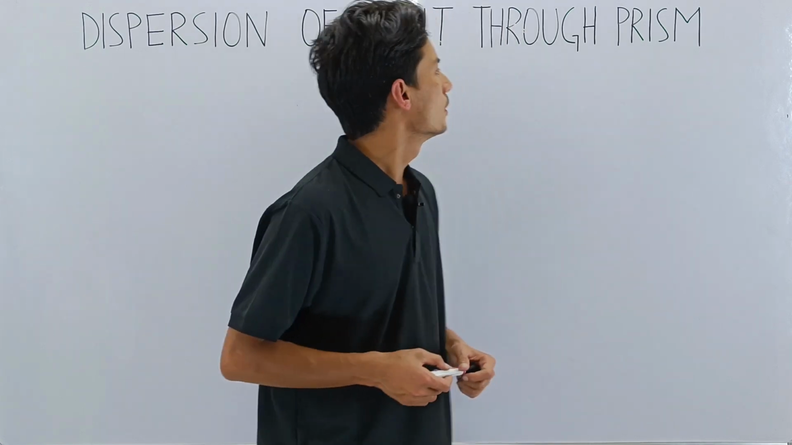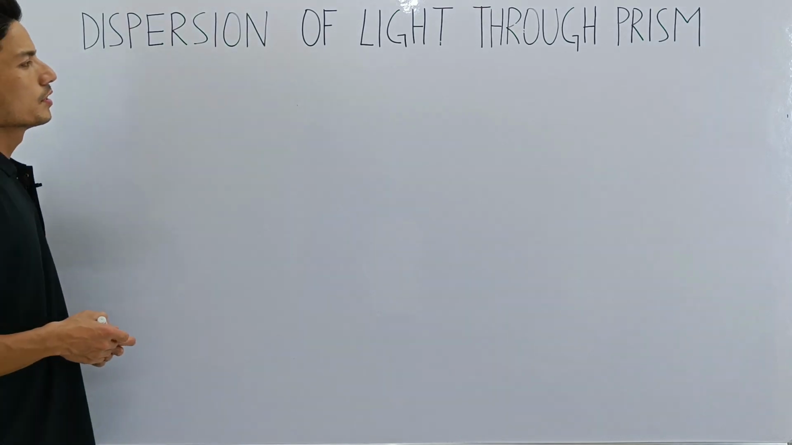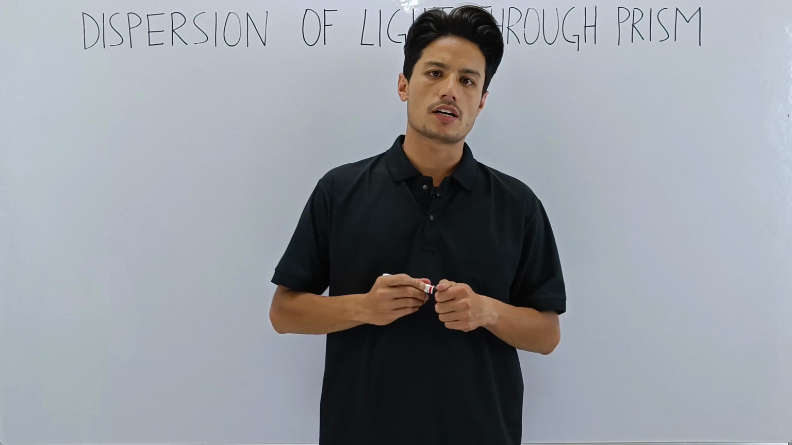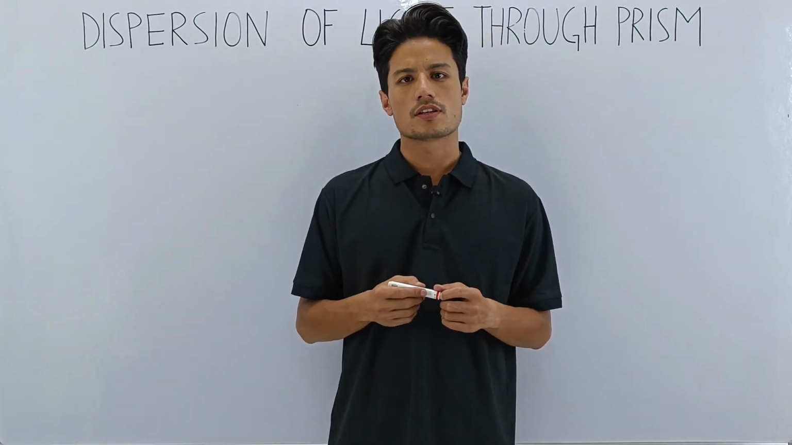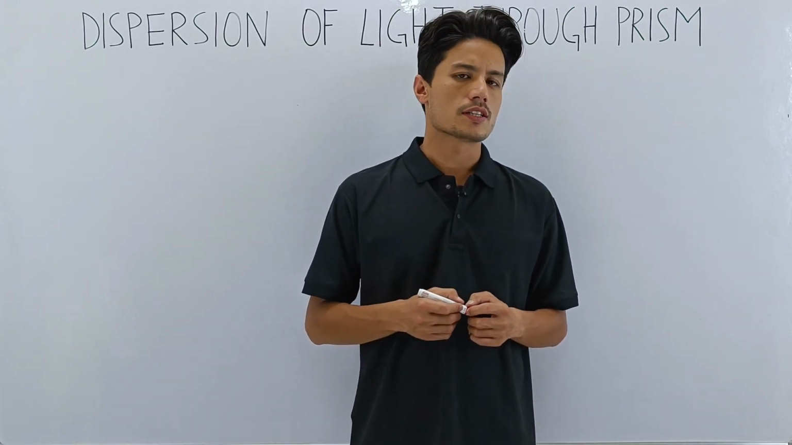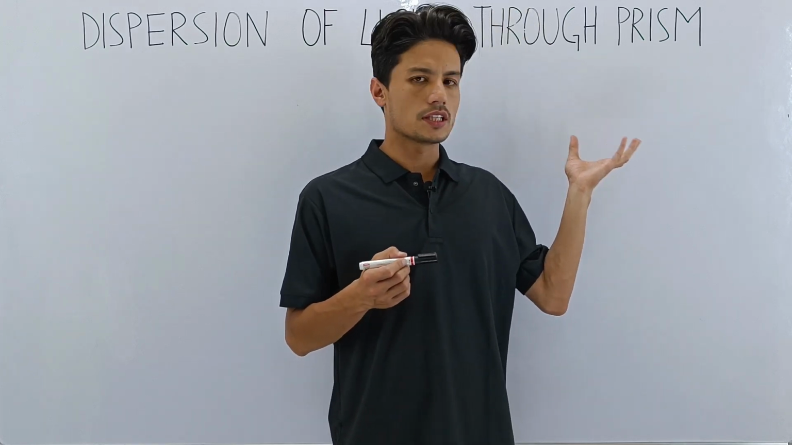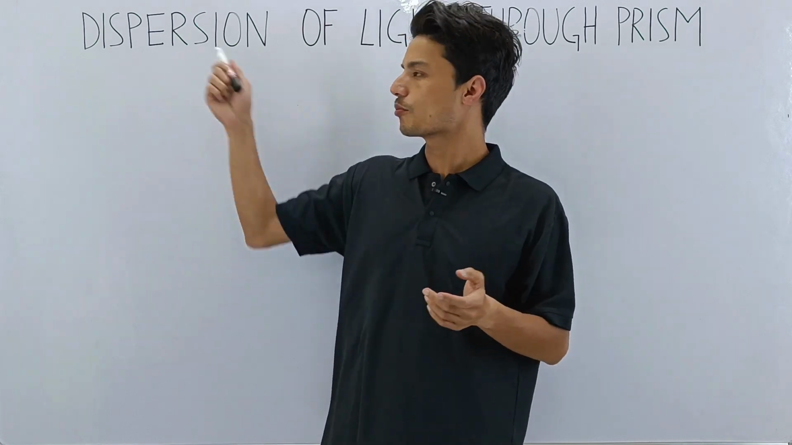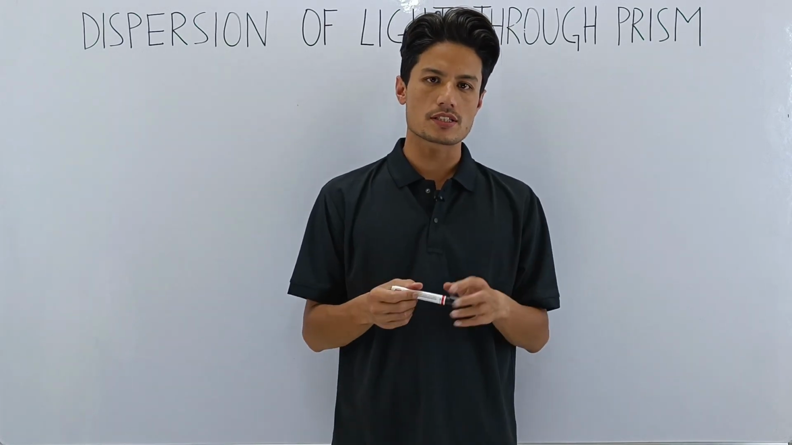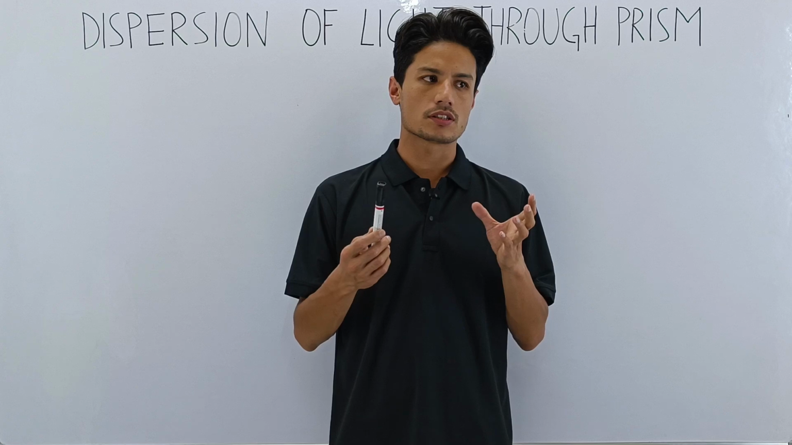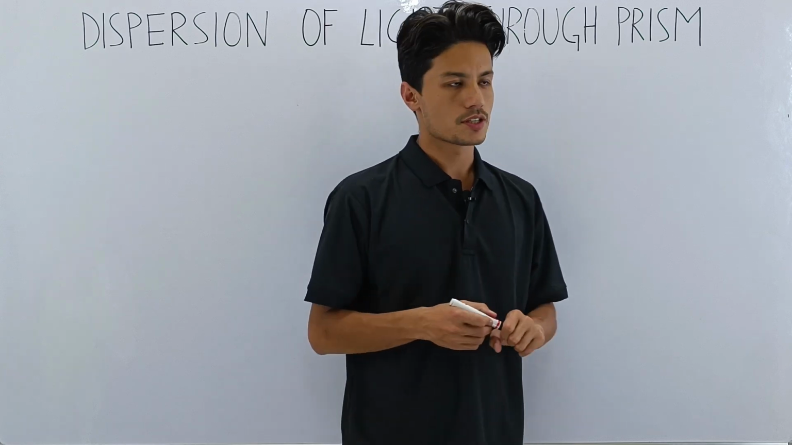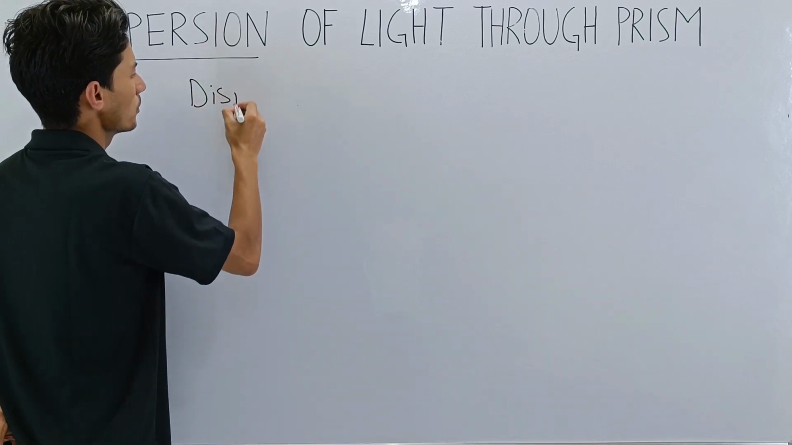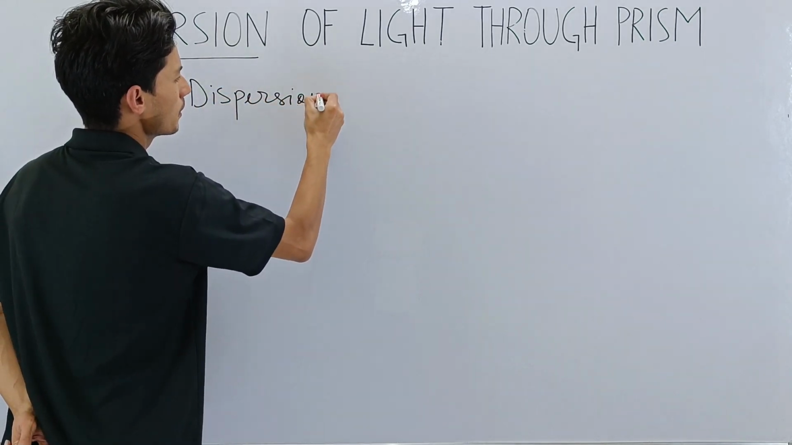So, dispersion of light through a prism. In the previous video, I gave you a small introduction of what a prism is. Now in today's topic, we will be using the same prism, and the topic is dispersion. In today's class, first of all, I would like to explain to you what dispersion is. Before we go into the topic, you have to know the literal meaning of dispersion.